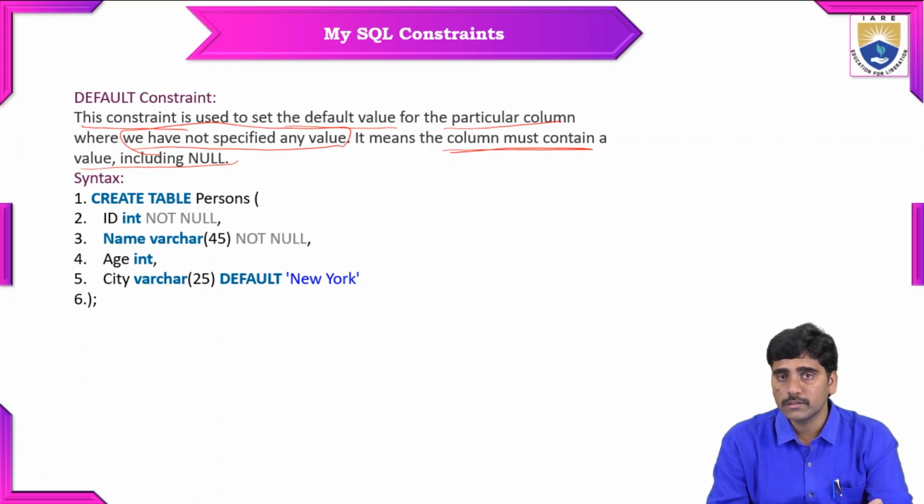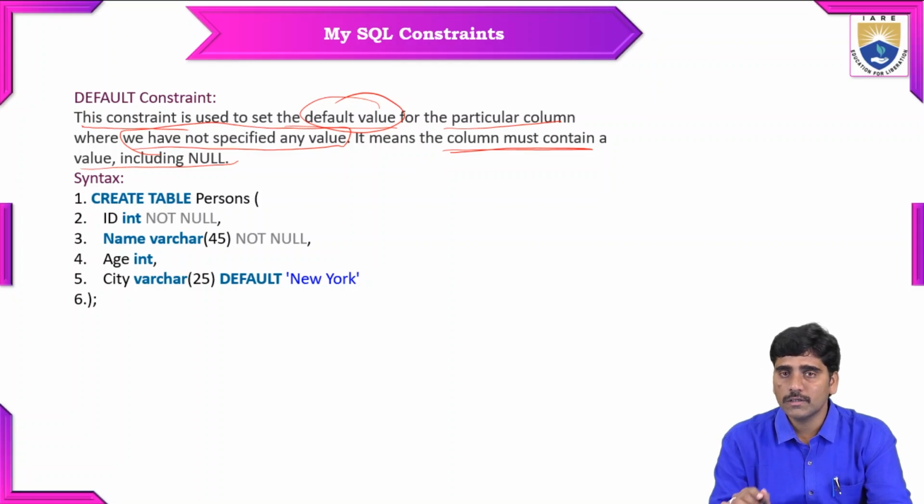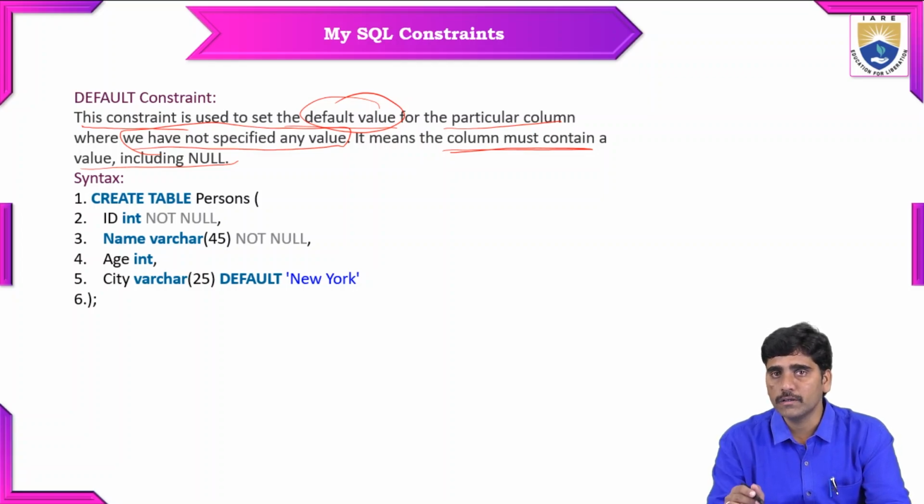So what purpose is this constraint used for? To set the default value. If I am not going to insert a value for the next column, then you can mention a default for that particular column, so that all the column values will by default be the given value.